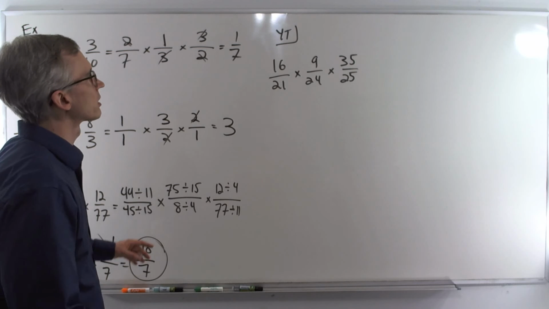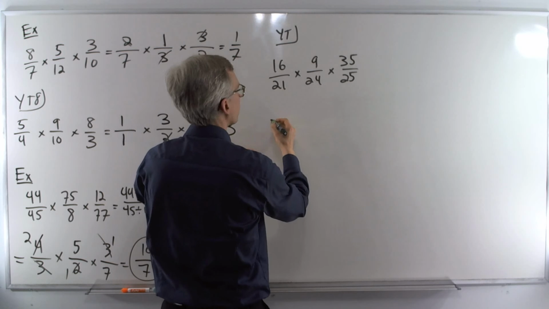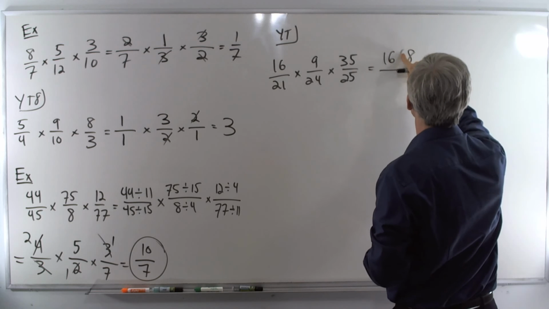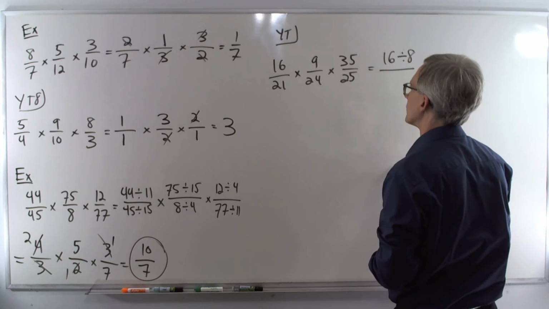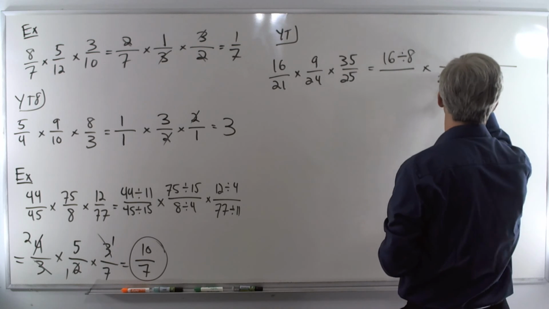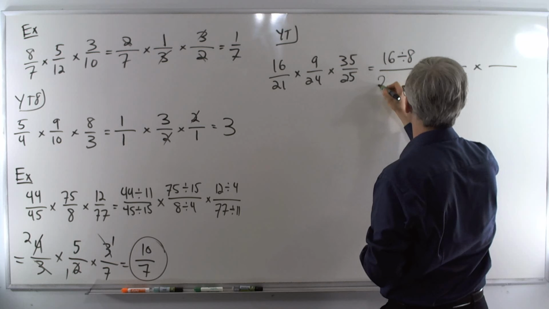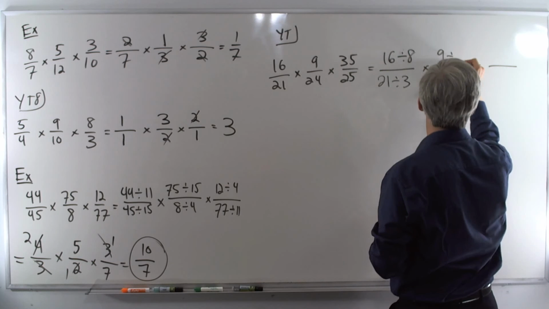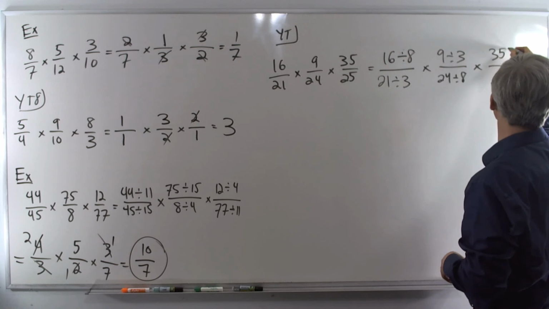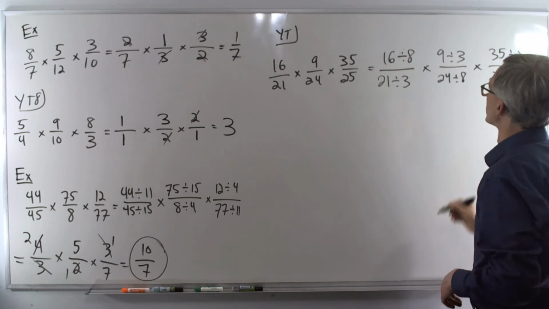All right, let's see what common factors we have. Looks like 8 will divide evenly into 16 and 24. All right, there's that one. Now here it looks like we have a common factor of 3. So we'll do 21 divided by 3 and 9 divided by 3. And then finally here we got 2 that are divisible by 5. So 35 divided by 5 and 25 divided by 5.